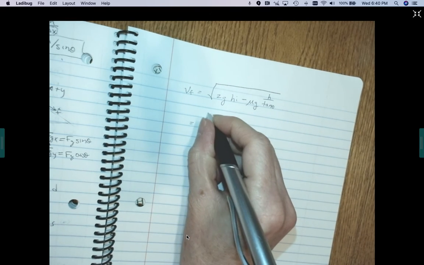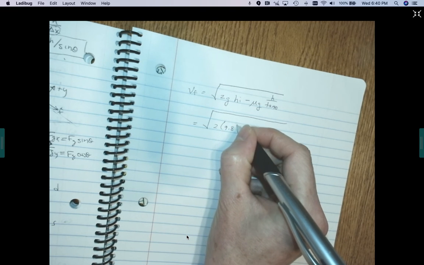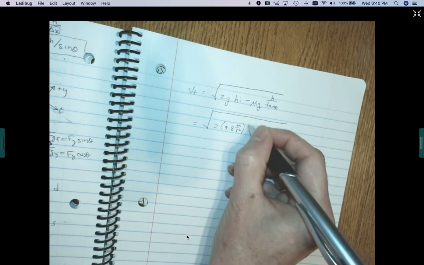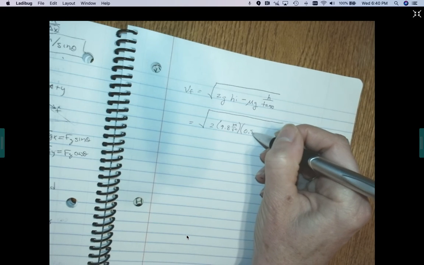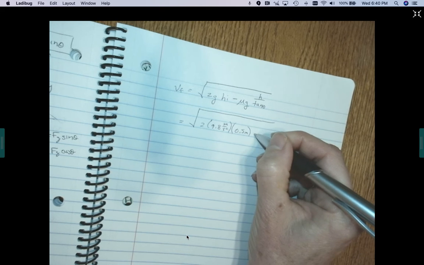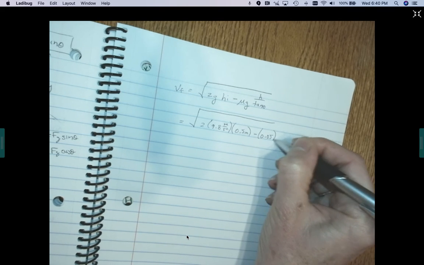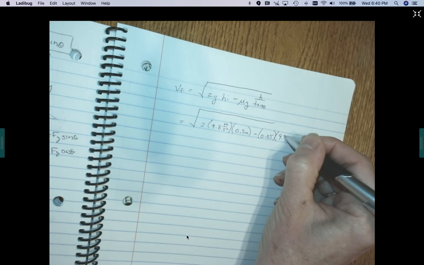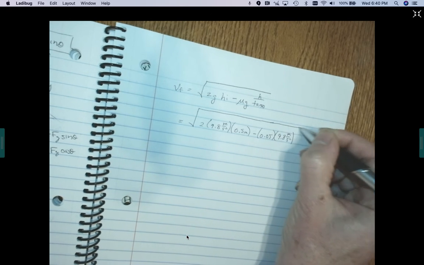So we have the square root of 2 times g, which is 9.8 meters per second squared, times 0.5 meters, our initial height, and then minus mu, 0.05, times 9.8 meters per second squared, times my height.